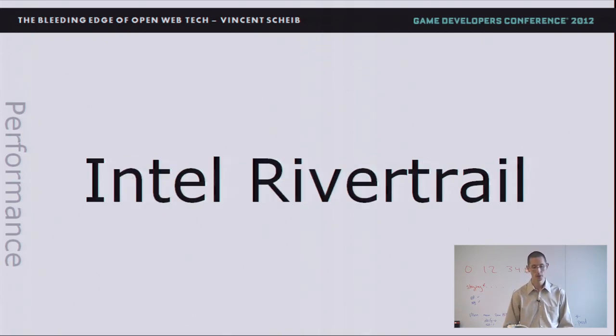And the last thing I want to mention in performance is Intel's Rivertrail. This is a pretty cool project that they announced. It is open source and available on GitHub, and they have a demo that you can try out in Firefox. Their goal here is to enable you to take advantage of more and more CPU power. They want you to be able to take your embarrassingly parallel applications and implement them in JavaScript easily.